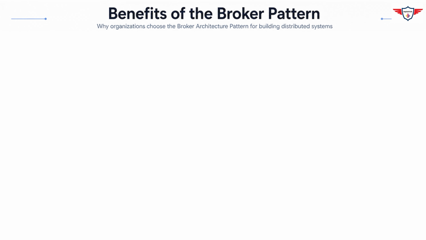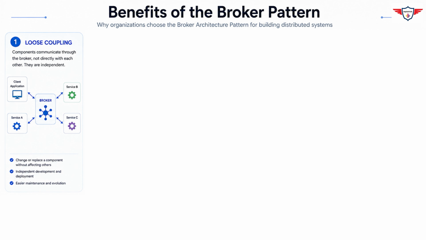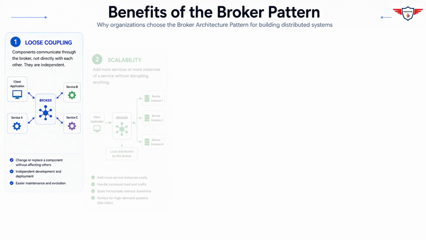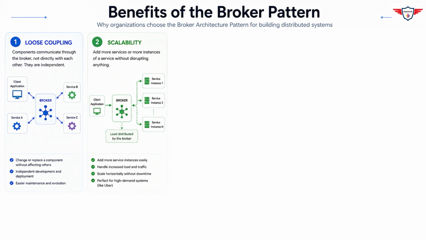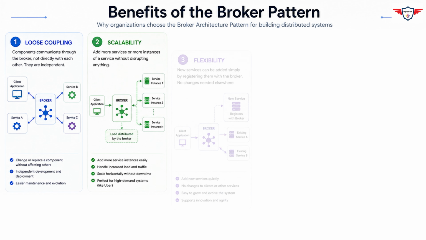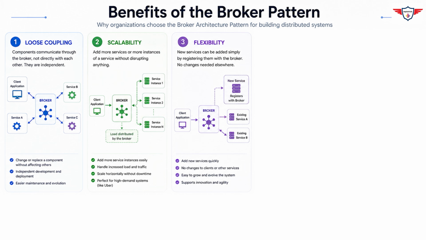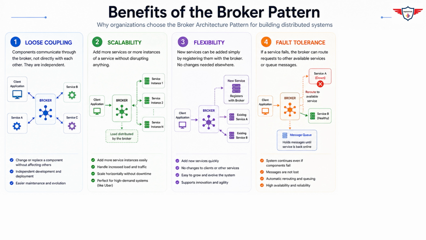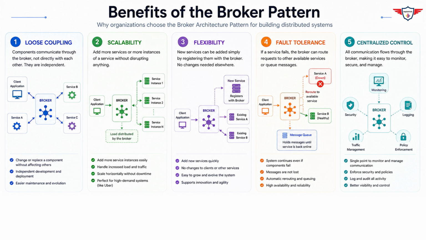Let us talk about the key advantages of using the broker architecture pattern, because understanding these benefits is what will help you recognize when and why to use it. The first major benefit is loose coupling. Because components communicate through the broker rather than directly with each other, they are independent. You can change, update, or even replace one component without affecting the others. This makes the system much easier to maintain and evolve over time.